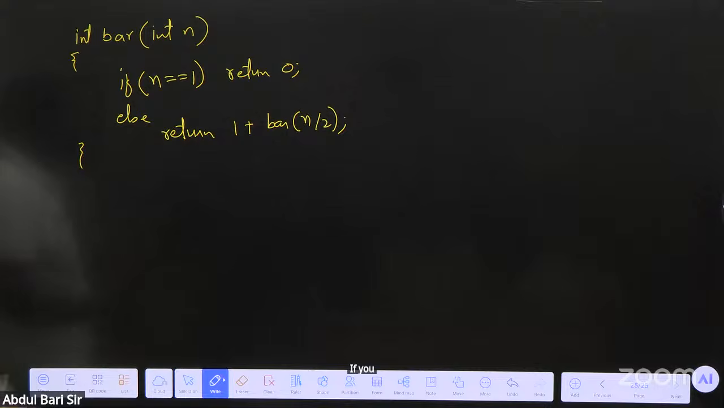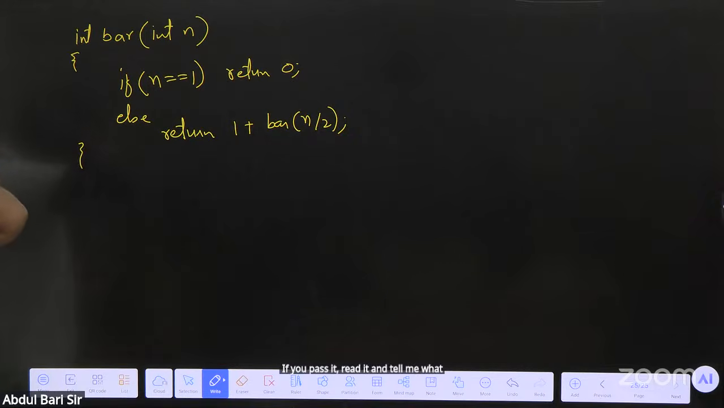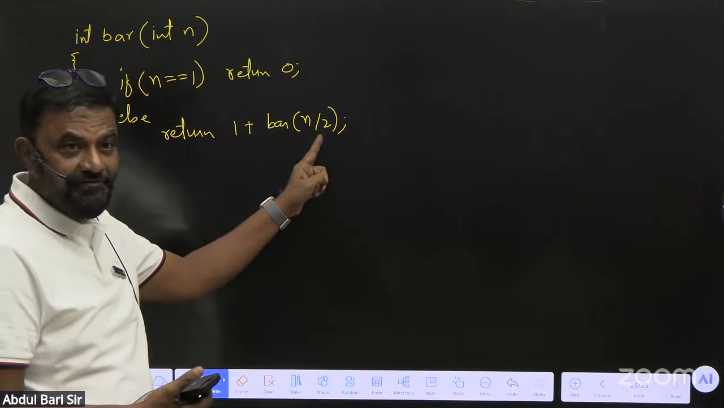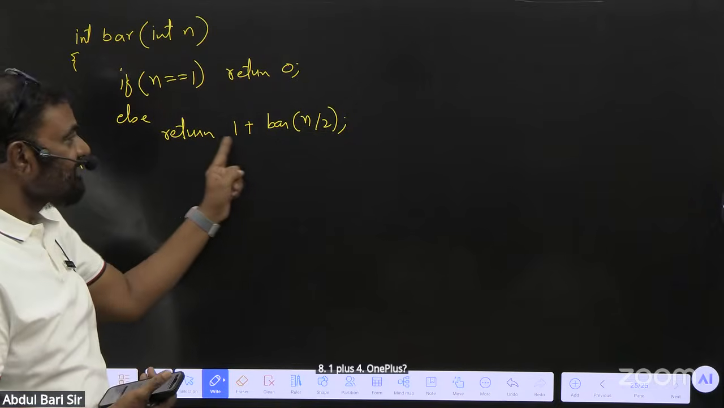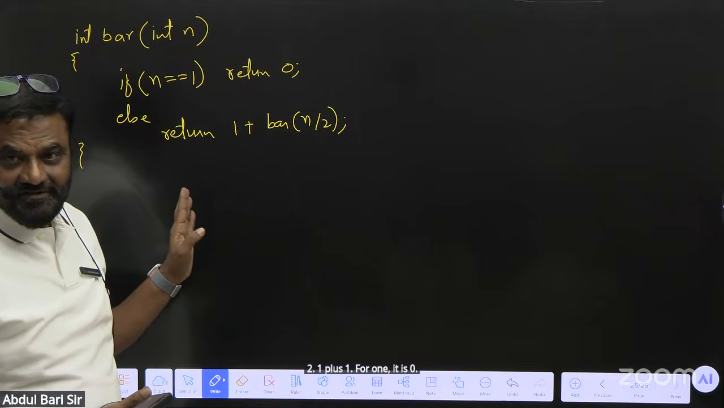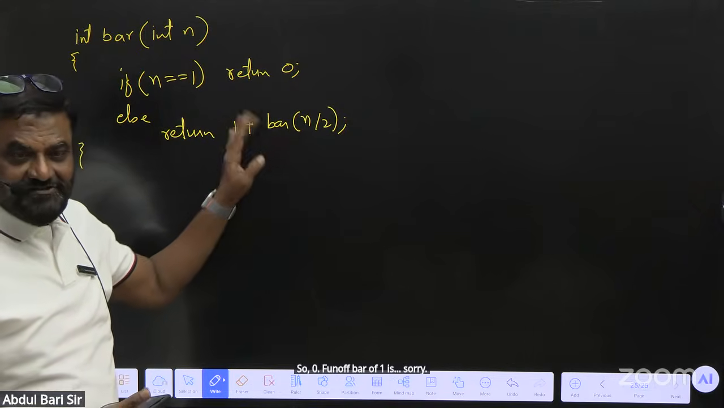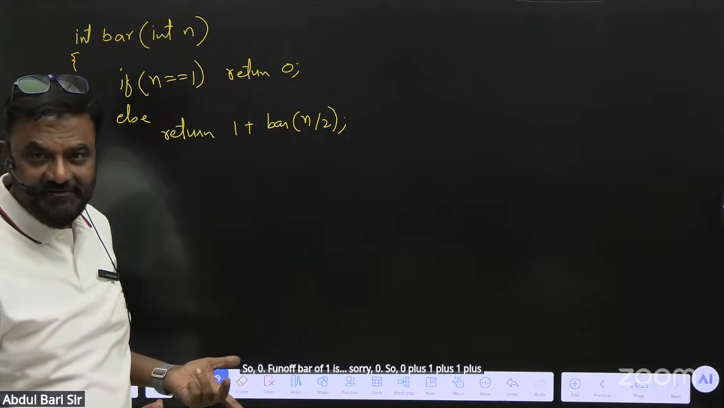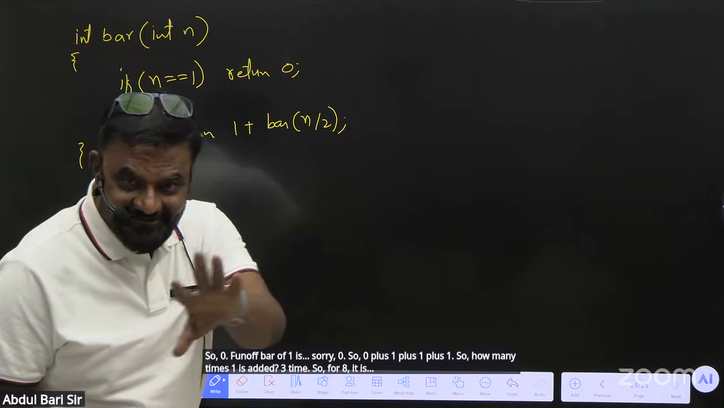If you pass 8, read it and tell me what it will return. 8. 1 plus 4. 1 plus 2. 1 plus 1. For 1, it is 0. So 0 plus 1 plus 1 plus 1. So how many times is 1 added? 3 times. So for 8, it is 3.